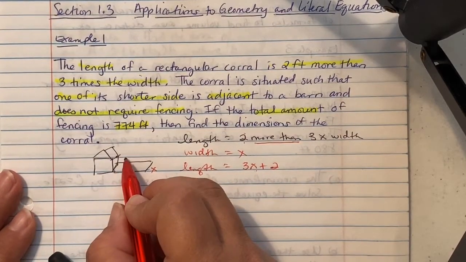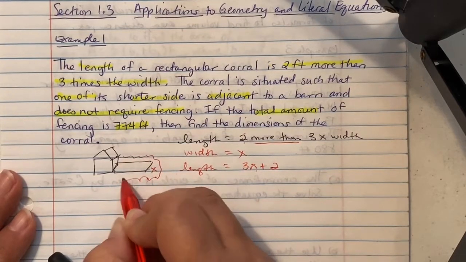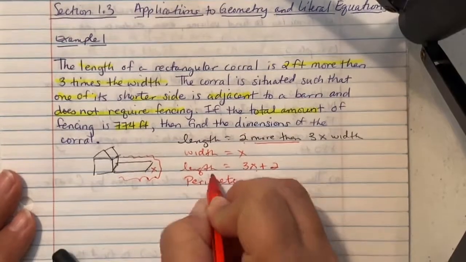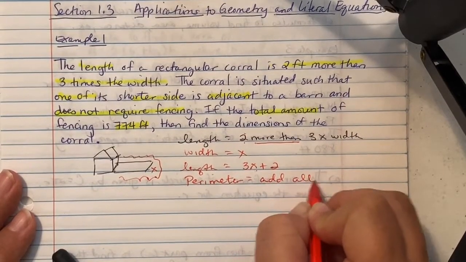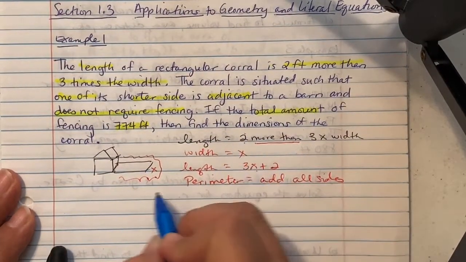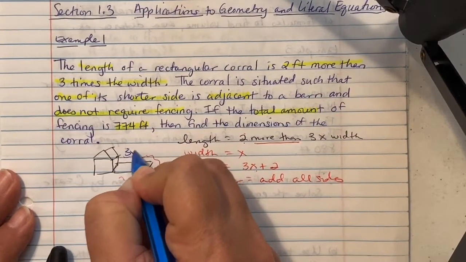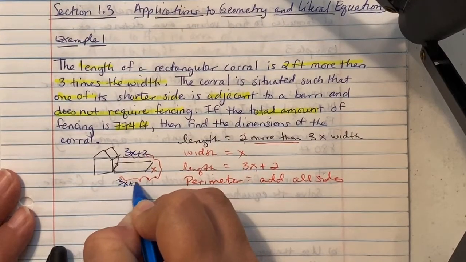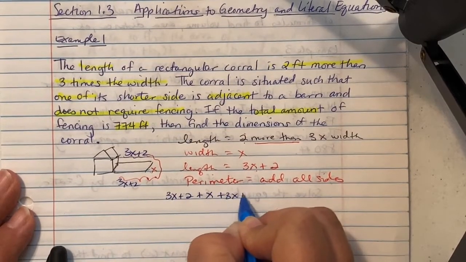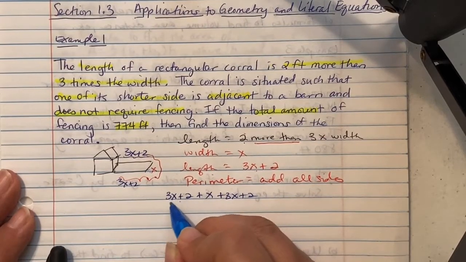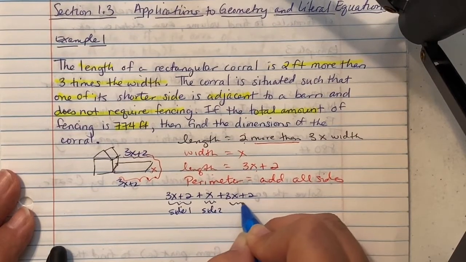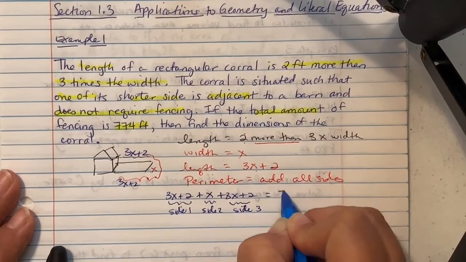So now, because they want to know distance all the way around, that is a perimeter situation. Remember, perimeter is you add all sides. So we're going to say this piece is 3x plus 2, and this side is 3x plus 2. And we have x, so we're going to say 3x plus 2 plus an x plus a 3x plus a 2. There's side 1, side 2, side 3, and it's equal to 774.